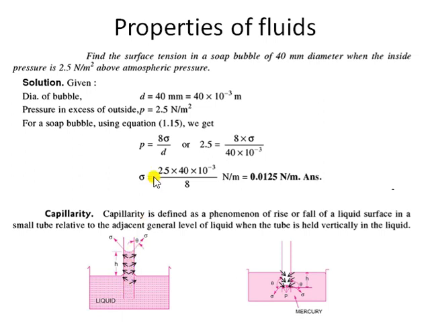Okay, as we were discussing, this is a soap bubble. A soap bubble is a kind of hollow bubble. For a hollow bubble, the relation for surface tension is P equals 8 sigma by d. So what quantities are given to us in this problem?